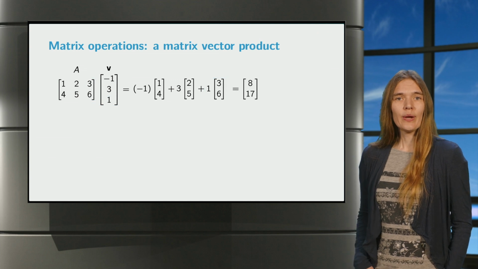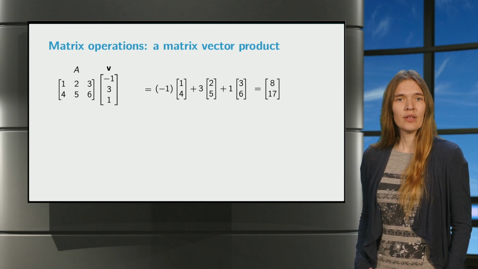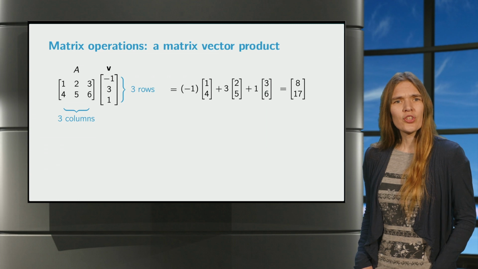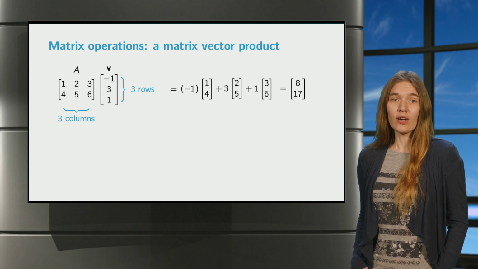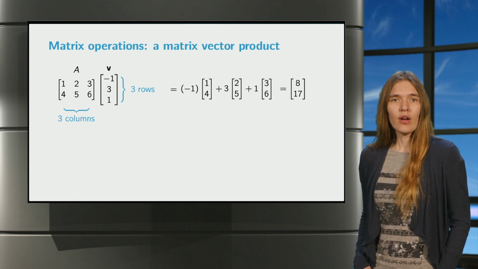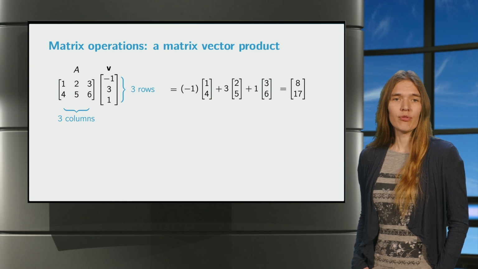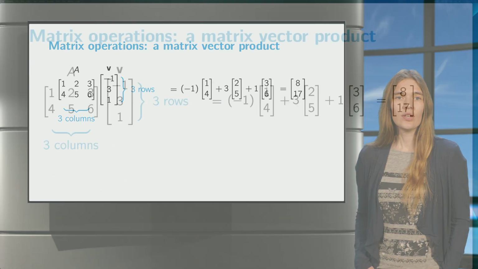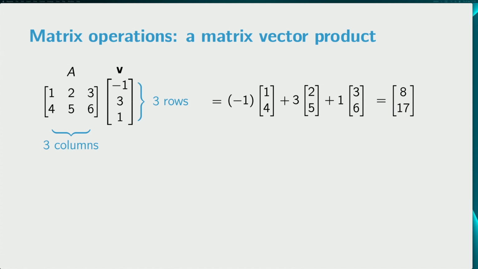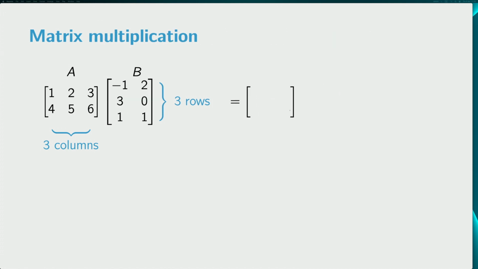There we go. We end up with a vector in R2. Note that this only works since the sizes of A and V are compatible. The number of columns of A is equal to the number of components of V. To extend this product to a matrix-matrix product, we modify V. Let's give it an extra column. We call it matrix B.